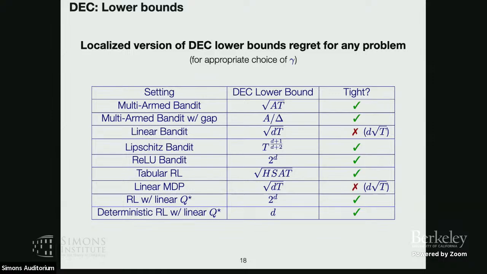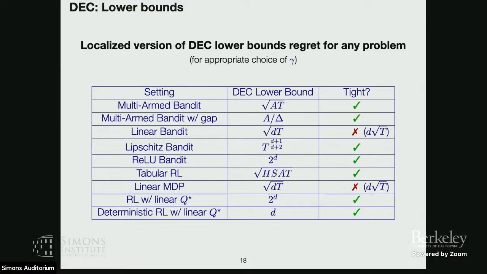What you can show is that for any model class, script M, the best regret that can be achieved by any algorithm is always lower bounded by the DEC for an appropriate choice of this parameter gamma. The short version of the story is that you can use this to recover the usual lower bounds for all the standard bandit and RL settings that you might see studied in the literature, up to small polylog factors and perhaps some other small technical caveats.